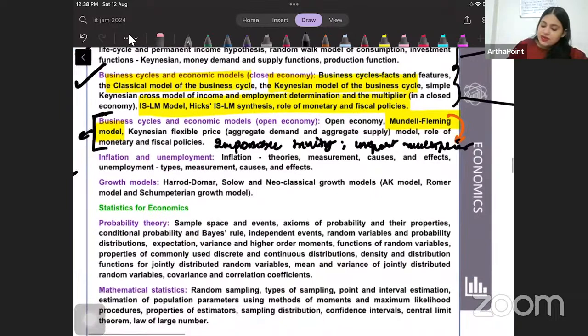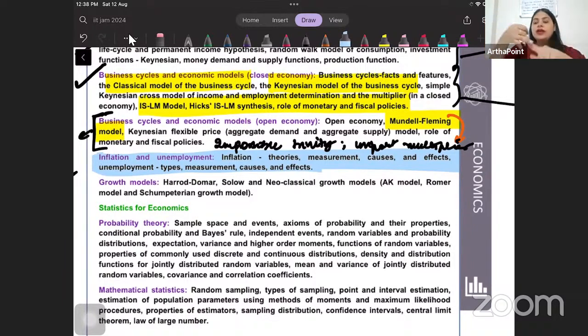Okay. Next beta, we have inflation and unemployment. Types of inflation and types of unemployment आएंगी. So you should know cost push, demand pull, all these inflations you should be aware about. Unemployment में structural unemployment, cyclical unemployment, ये सब पता होना चाहिए. Unemployment से related ना कभी-कभी numerical आ जाता है.